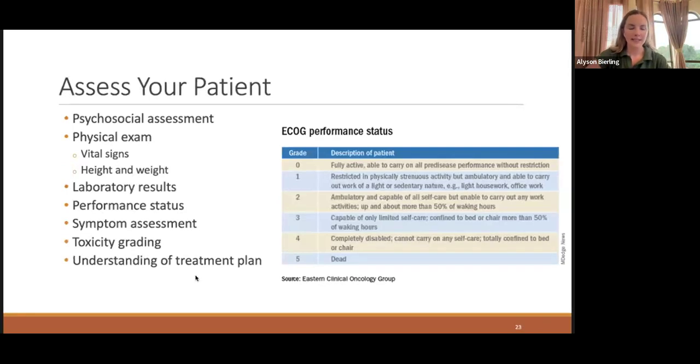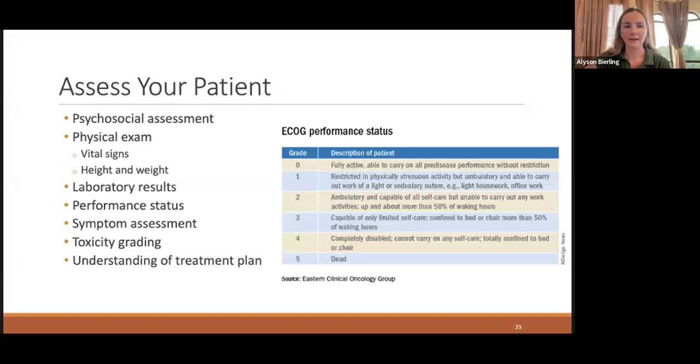So here are some more components to our assessment that we should be completing as nurses and other multidisciplinary team members. So we want to complete a psychosocial assessment. We want to understand how the patient is doing, how is their mood, do they need any supports or resources. The physical exam, which should include vital signs, make sure there's no abnormal findings there, and then a current height and weight for the chemotherapy dose calculations.